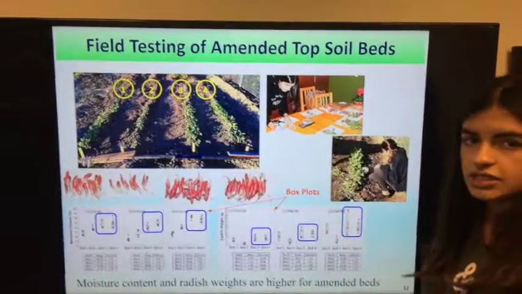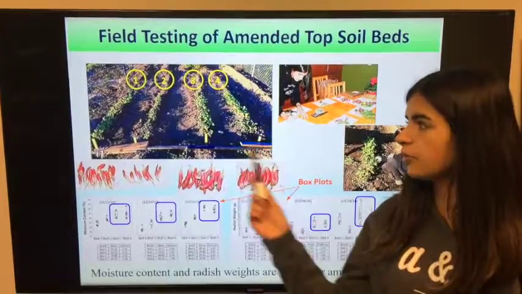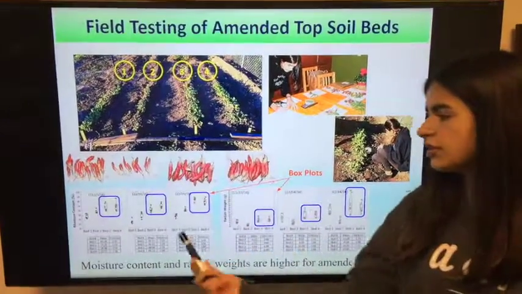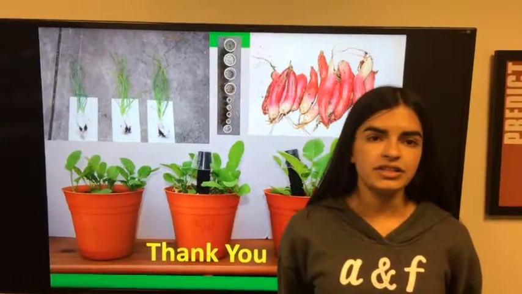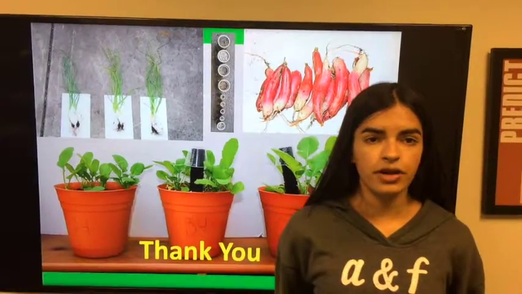The moisture content and the radish weights were higher for beds 3 and 4, which were amended, and this is shown in these box plots. By combining the insert and the topsoil bed, more than 30% of water can be saved.